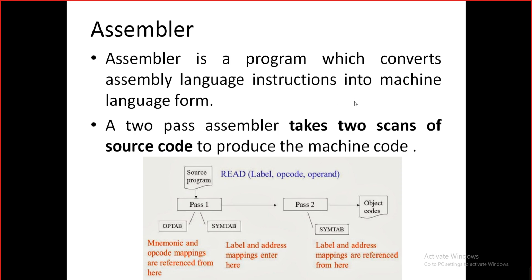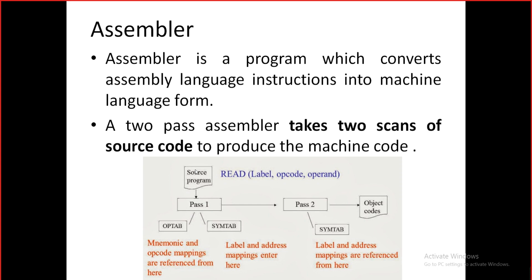Okay, so today we'll see pass one of the two-pass assembler. As you know, the assembler is going to convert the assembly language instructions into machine language code, right? But this process is divided into two phases, or two passes.